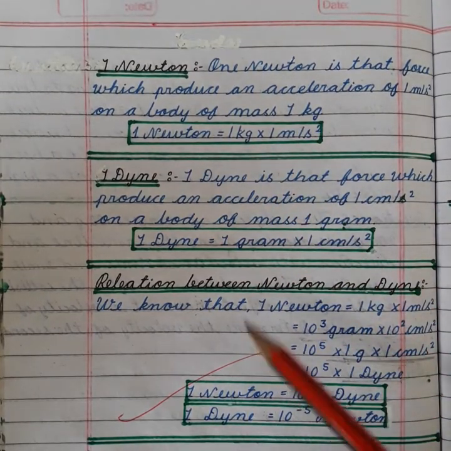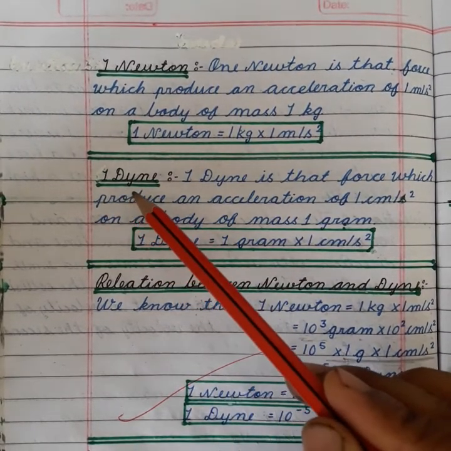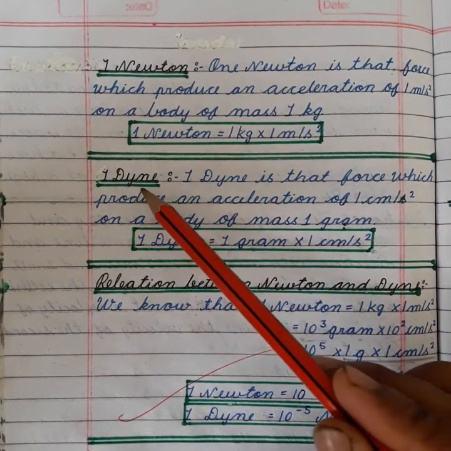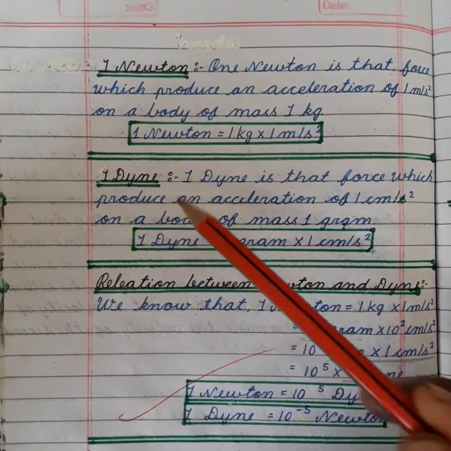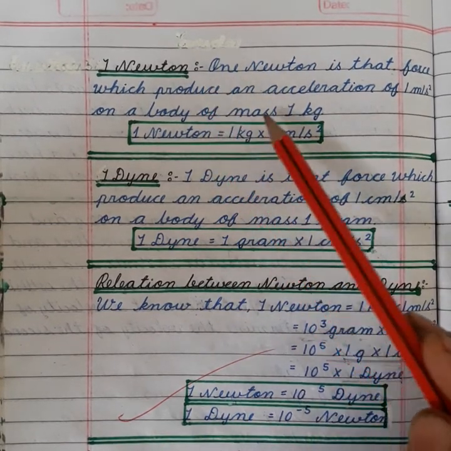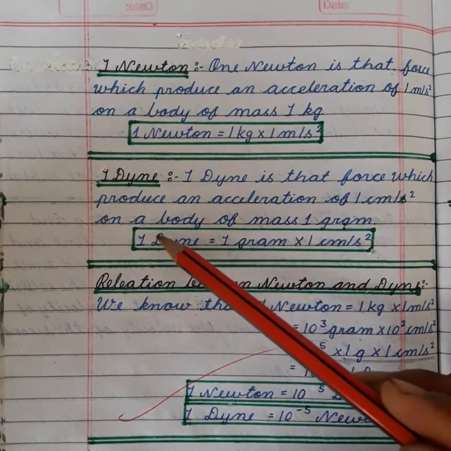And next topic is definition of 1 dyne. 1 dyne is that force. Students, you know dyne is a unit of force in CGS system and Newton is unit of force in MKS system. So let's make a little change in the definition.